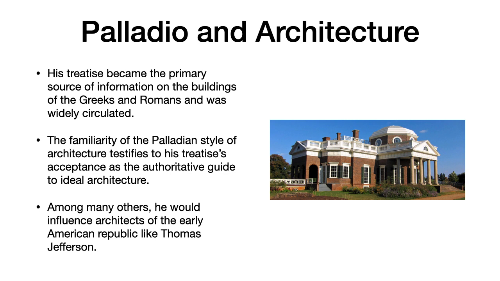His treatise became the primary source of information on the buildings of the Greeks and Romans and was widely circulated. The familiarity of the Palladian style of architecture testified to his treatise's acceptance as the authoritative guide to ideal architecture. Among many others, he would influence architects of the early American Republic like Thomas Jefferson.